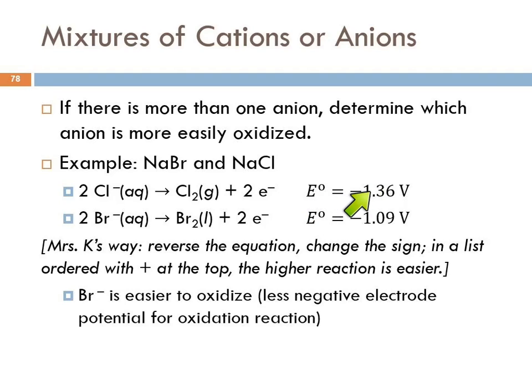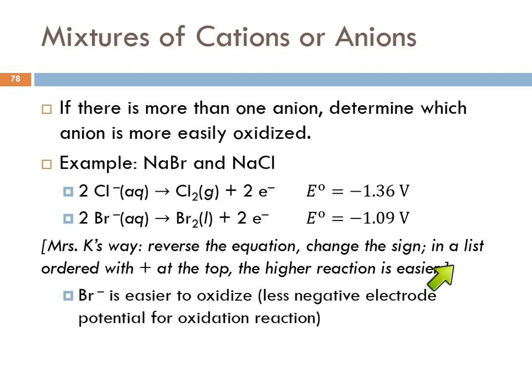So this has a potential of minus 1.36 written as an oxidation. Bromide has a potential of minus 1.09 written as an oxidation. Which of these is less negative? The bromide. Bromide requires less voltage to be oxidized. It's more easily oxidized. So here in brackets I put my way for the oxidations. Reverse the equation, change the sign. That's what we've done with everything else, right, with delta H's and delta G's.